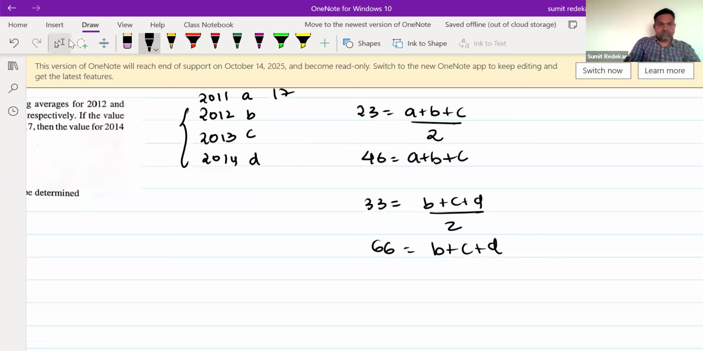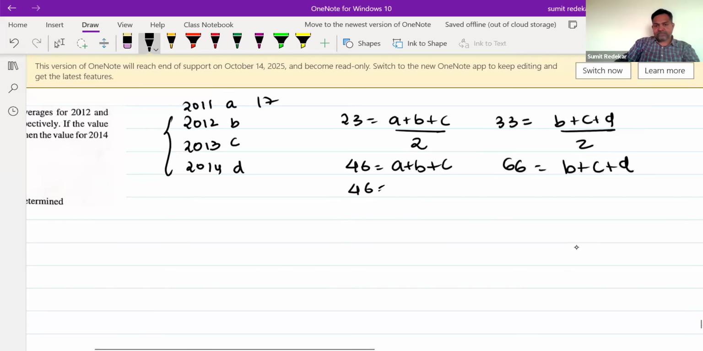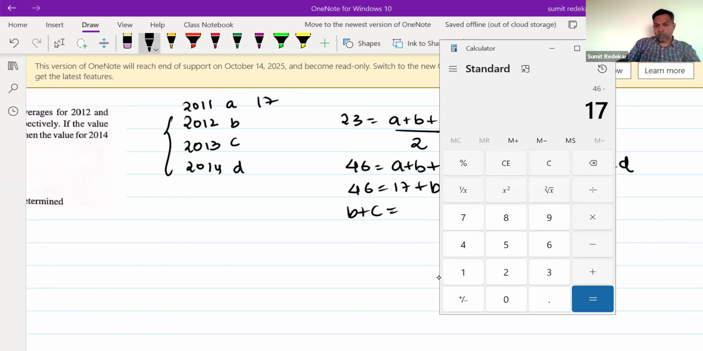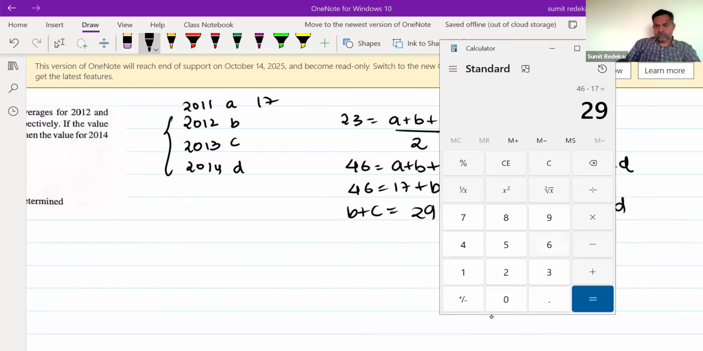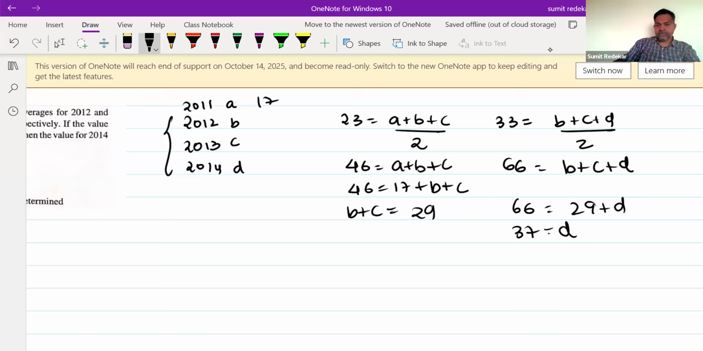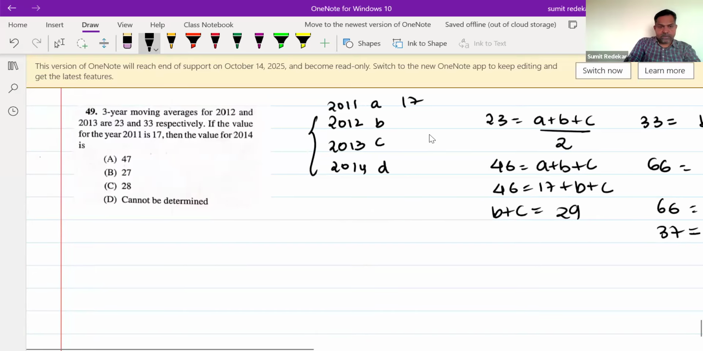तो क्या ना इसे इसको हटा देता हूं यहां से. अगर ये 17 है तो 46 is 17 plus b plus c. तो b plus c 46 minus 17 हो जाता है which is 29. बट यही b plus c यहाँ सब्स्टिट्यूट हो सकता है. तो 66 is 29 plus d. तो 66 minus 29 is 37 is d. अब d क्या है? d is for the year 2014. So the answer is going to be D, 37.